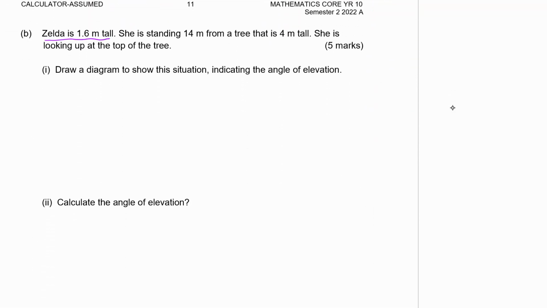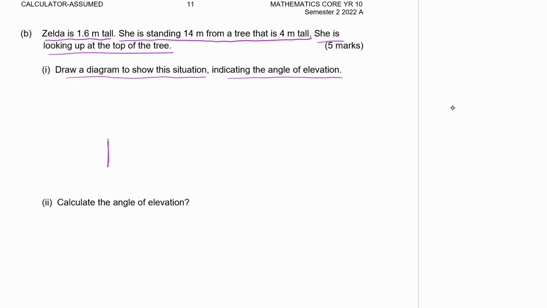Zelda is 1.6 meters tall. She is standing 14 meters from a tree that is 4 meters tall. She is looking up at the top of the tree. Draw a diagram to show the situation, indicating the angle of elevation.